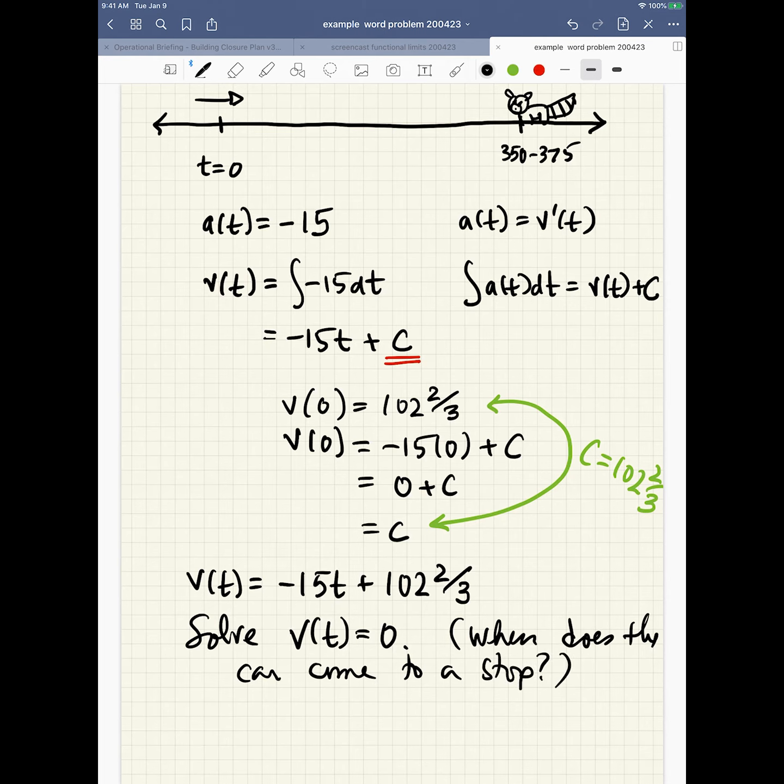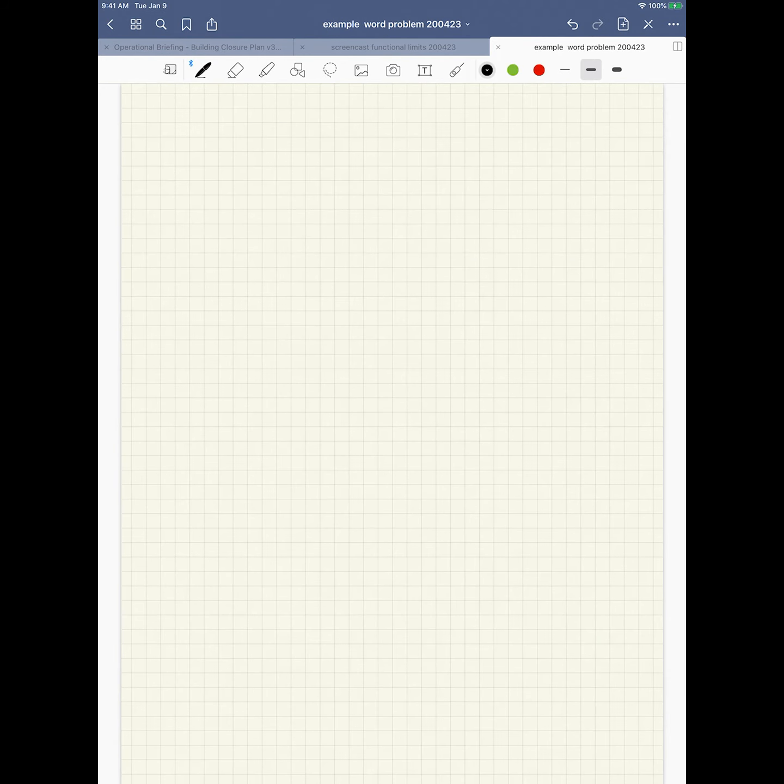All right? So let's solve it. I'm going to say 0 equals v of t, and v of t is this. So adding 15t to both sides, I get this. Now I'm going to flip to the next page to continue the computation. So I'll divide both sides by 15.